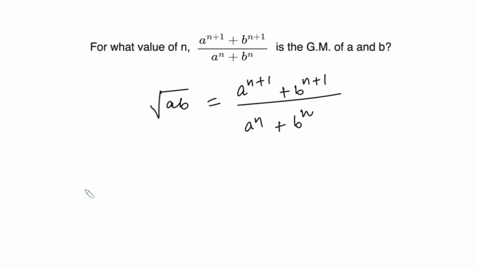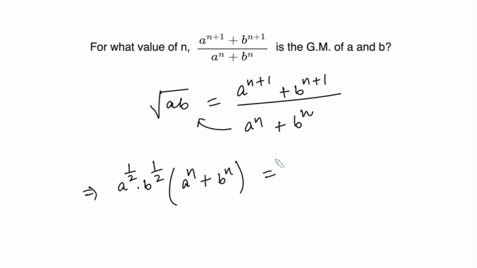Square root of ab can also be written as (ab)^(1/2), or a^(1/2) times b^(1/2). And we can multiply by a^n + b^n on the left hand side. So it will be a^(1/2) b^(1/2) times (a^n + b^n). And on the right hand side, we can write it as a^(n+1) + b^(n+1).